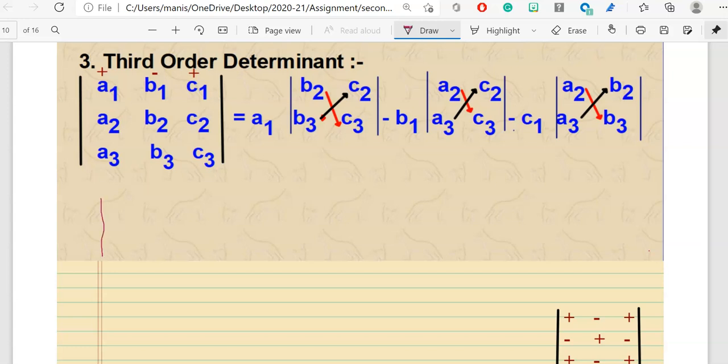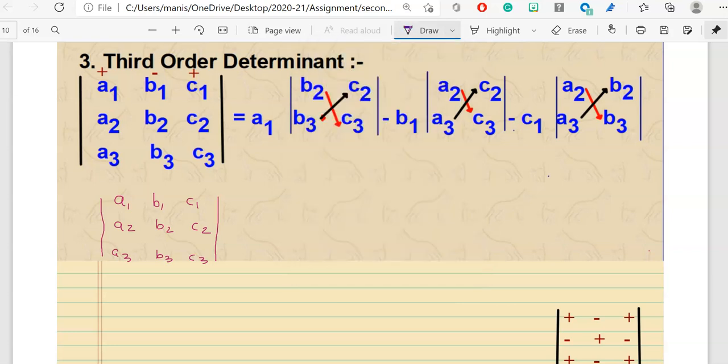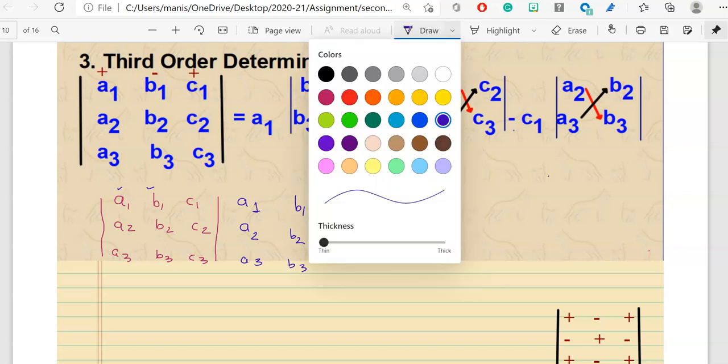So this is my third order determinant: A1, B1, C1, A2, B2, C2, A3, B3, C3. These are my elements. How you will solve this third order determinant is, you will go ahead and copy the first two columns again. So it will be A1, A2, A3, and then B1, B2, and B3.